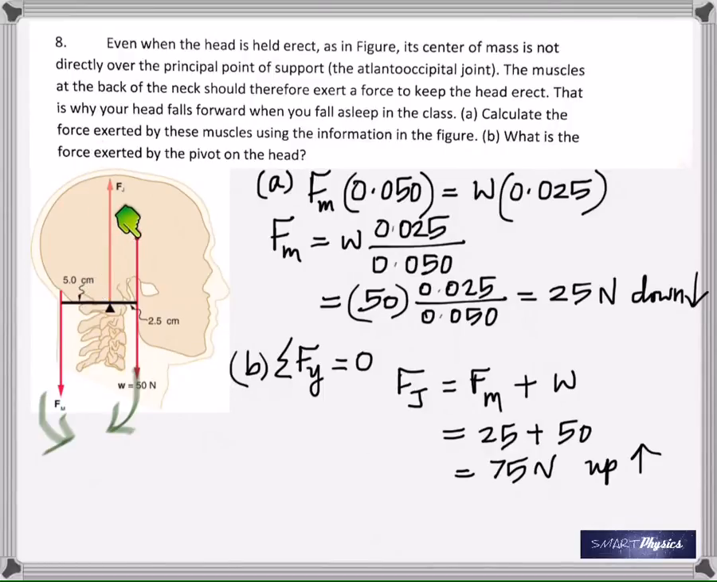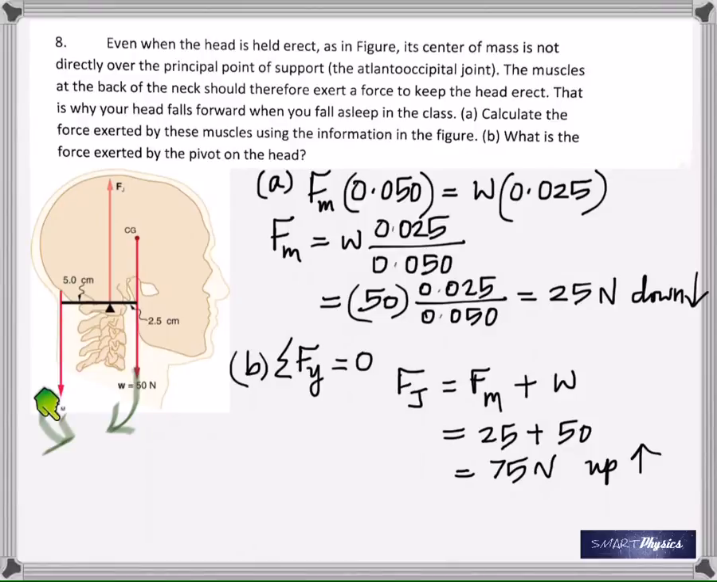The center of gravity of this whole system. The head is here, so the weight is acting straight down, vertically down, 50 newtons. And this is the force exerted by the muscles to keep the head straight. Otherwise, it's going to fall forward, as you can see. So, this is the clockwise torque created by the weight of the head. This is the counterclockwise. As simple as that.